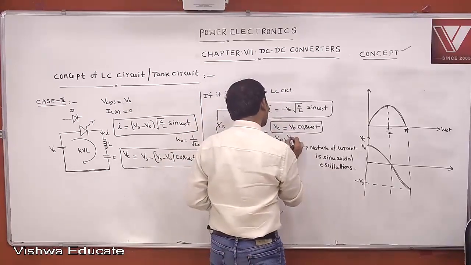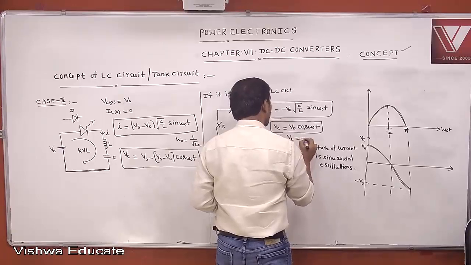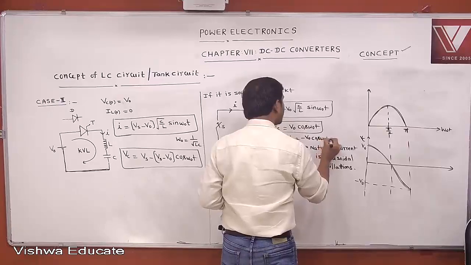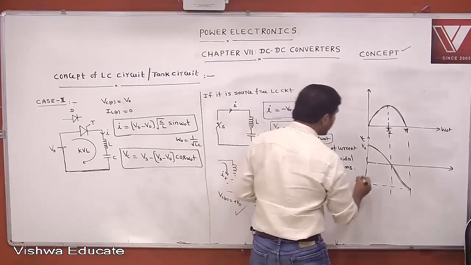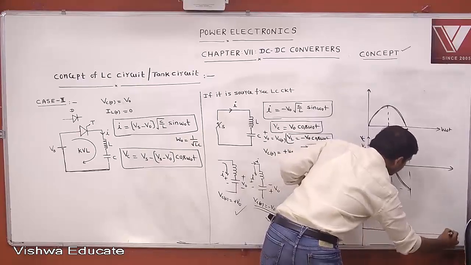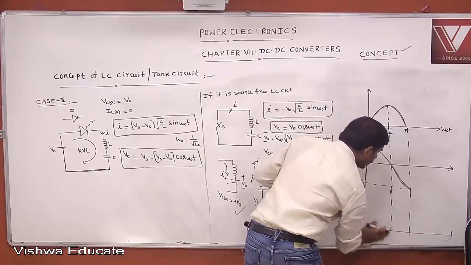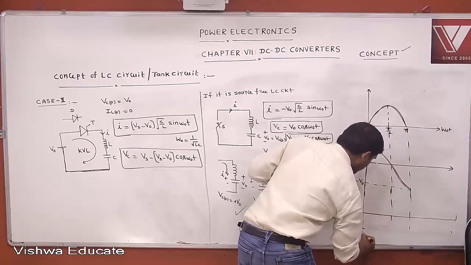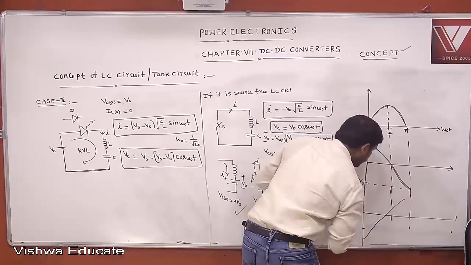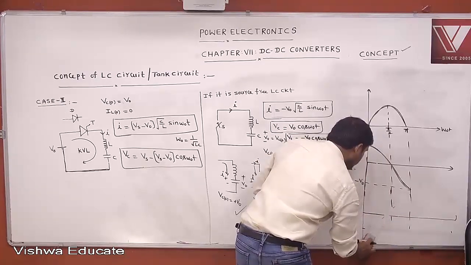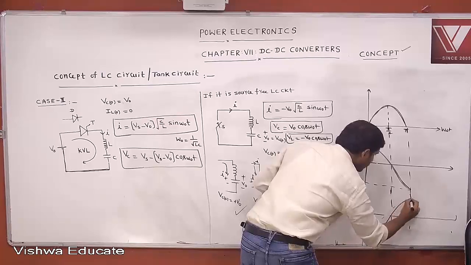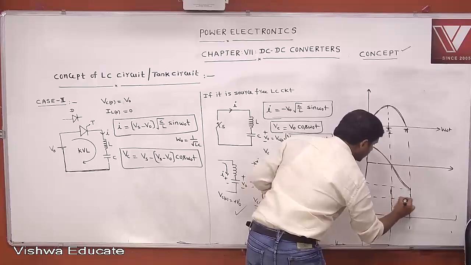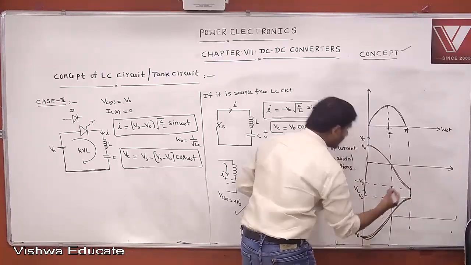If you write the voltage across the inductor, we can get the voltage across the inductor equal to minus V0 into cos omega naught t. Then if you draw the voltage across the inductor, the waveform is like this, minus V0 to plus V0. This is the voltage across the inductor. This is plus V0. This is minus V0.